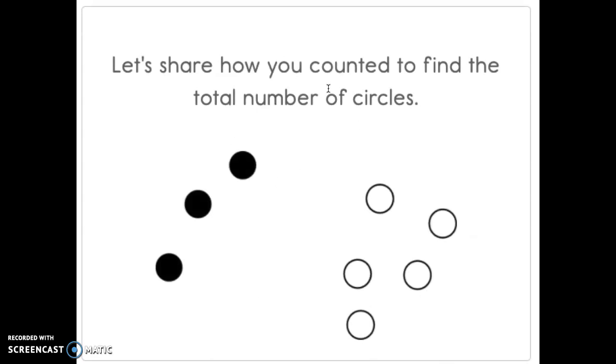Now it says, let's share how you counted to find the total number of circles. Like I said, I had friends who counted every single one. I had friends that could count on. So whatever you did to count is absolutely fine.